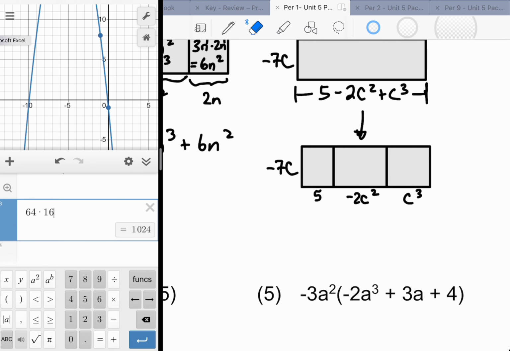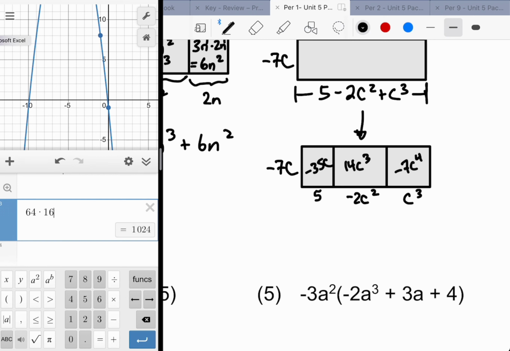I purposely drew them so that they would be a little bit different in size, just because we don't assume it's always going to be 1/3, you know, so just try to exaggerate the difference a little bit. But negative 7c times 5 would be negative 35c. Negative 7c times negative 2c squared would be 14c cubed. Negative 7c times c cubed would be negative 7c to the 4th.